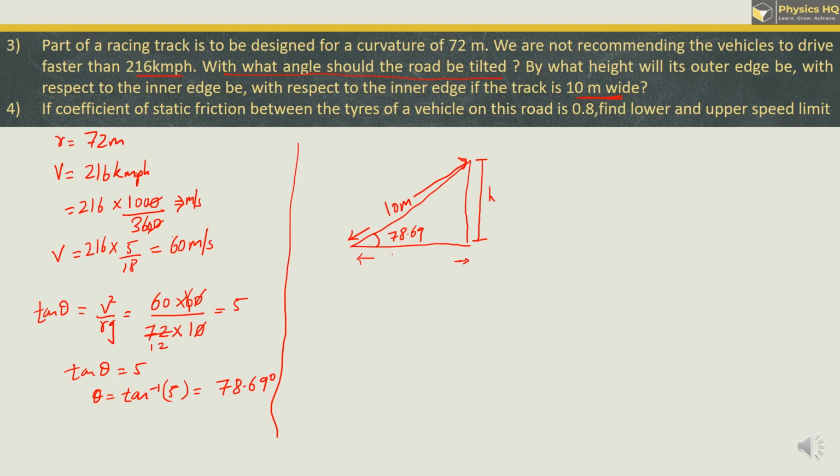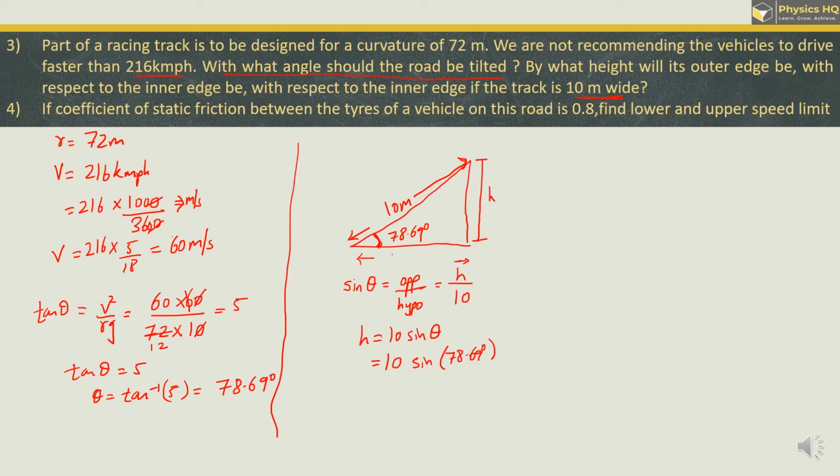Now to find this, we will be using the simple sin theta formula with the hypotenuse. What we use as sin theta is always opposite upon hypotenuse. I hope you all remember this. Opposite upon hypotenuse. What is the side opposite to this angle theta? This is the side with length h. And what is the hypotenuse over here? That is 10 meter. Okay, so what we are left with, h is equal to 10 sin theta, and we have already calculated the value of theta over here, that is 78.69 degree.